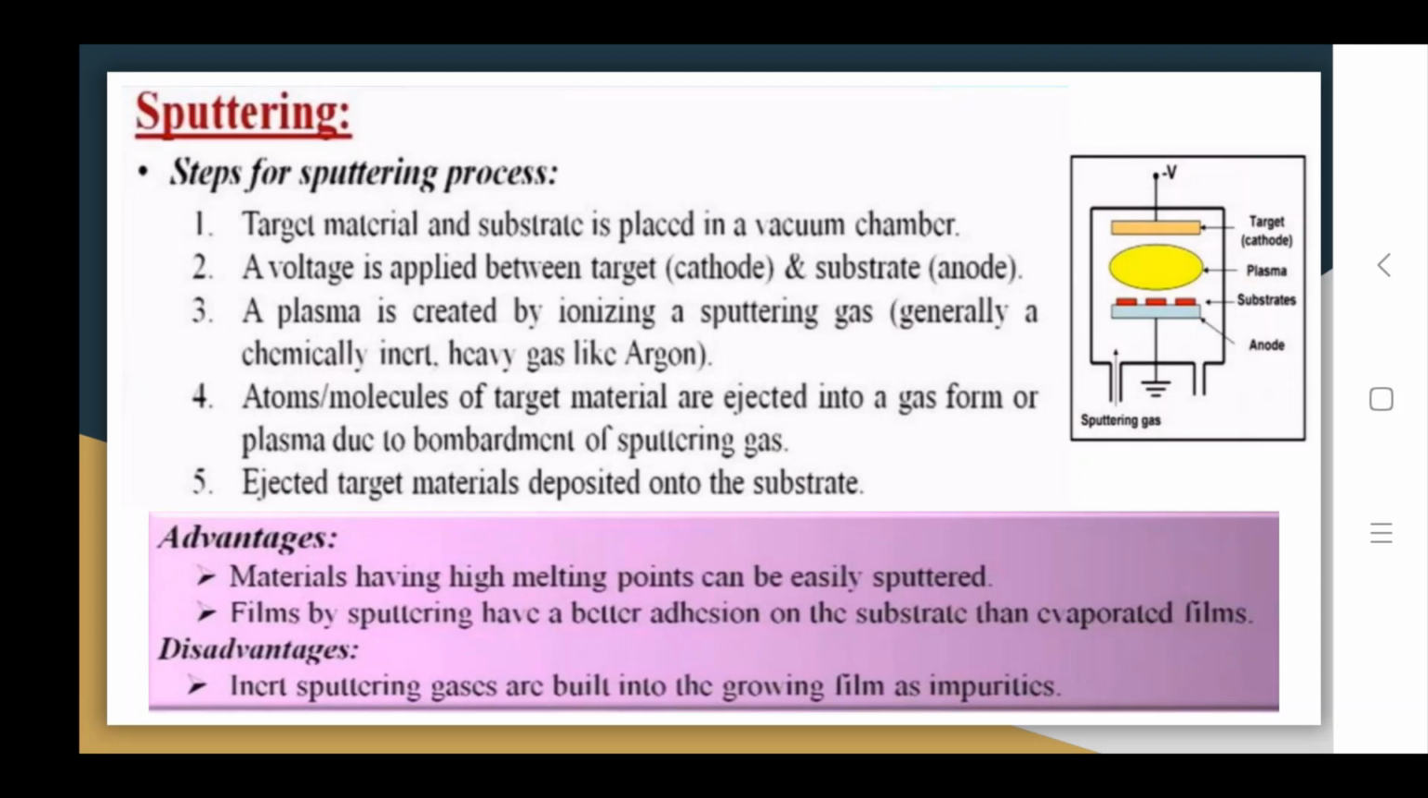Disadvantages: inert sputtering gases are built into the growing film as impurities, so it can create certain kinds of impurities too. But if we see overall, the sputtering technique is good, it is cheap, and it is less time consuming. Okay, so this is about the sputtering technique.